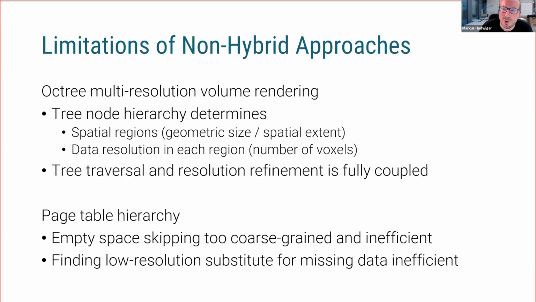So it's basically impossible to say I want to have fine granular culling to just skip stuff that is empty with a fine granularity and also have that not affect the resolution that I choose, these kinds of things. So the whole tree traversal and the whole data structure is really doing two pretty separate things with one data structure. Then you have the page table hierarchy, but of course it's not the perfect solution either because it has some other problems. So it's two cores for what's called empty space skipping.